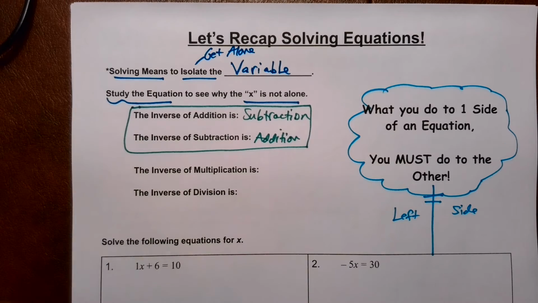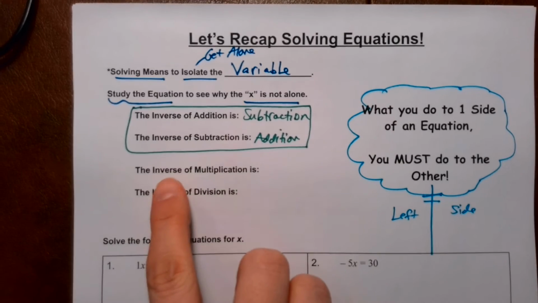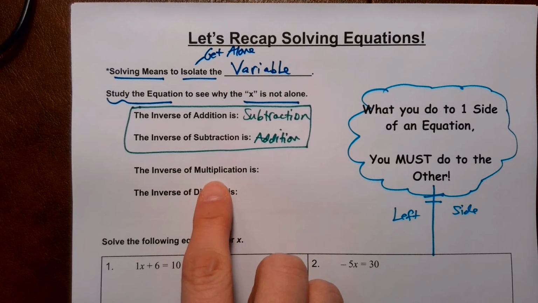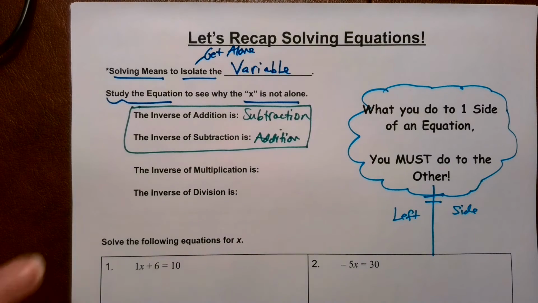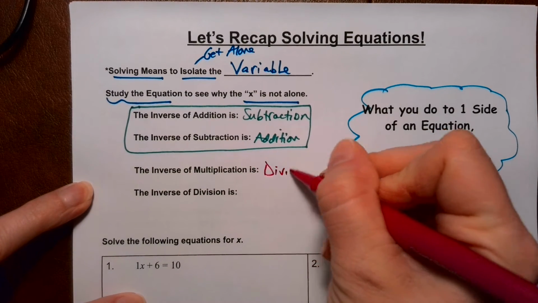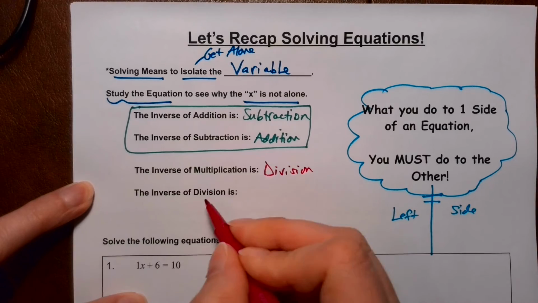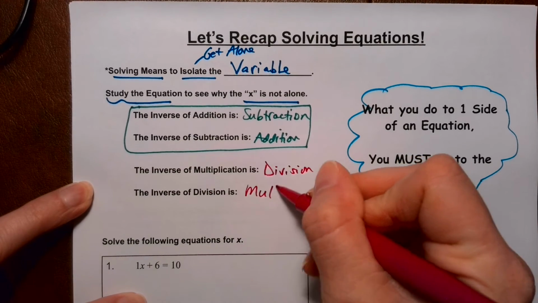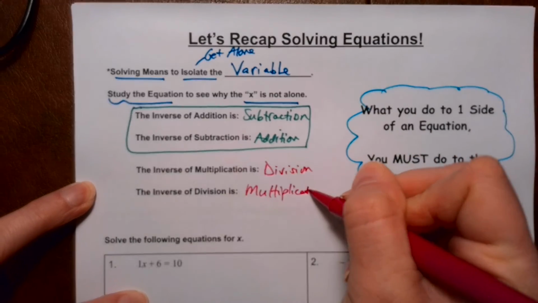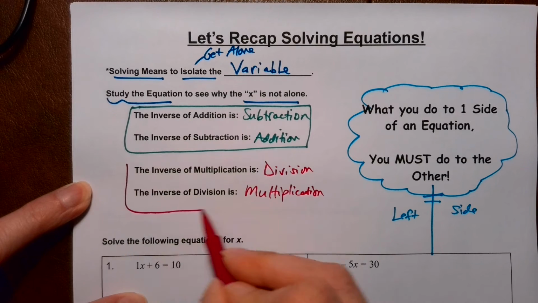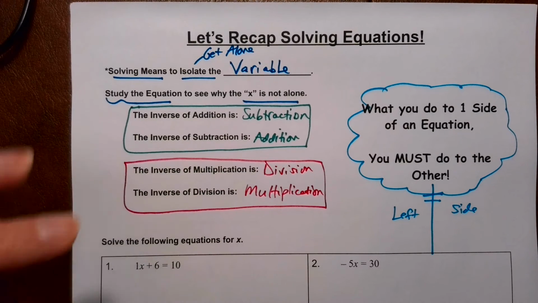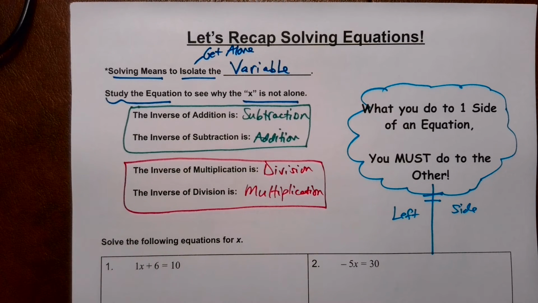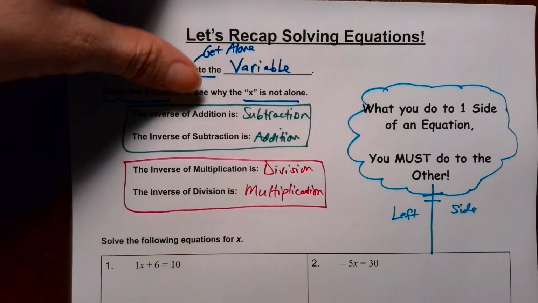If we're solving an equation and we see multiplication, then we're going to do the inverse. The inverse of multiplication is division, and the inverse of division is multiplication. So we have to do the inverse of whatever we see in order to get x alone. Let's try some examples together.